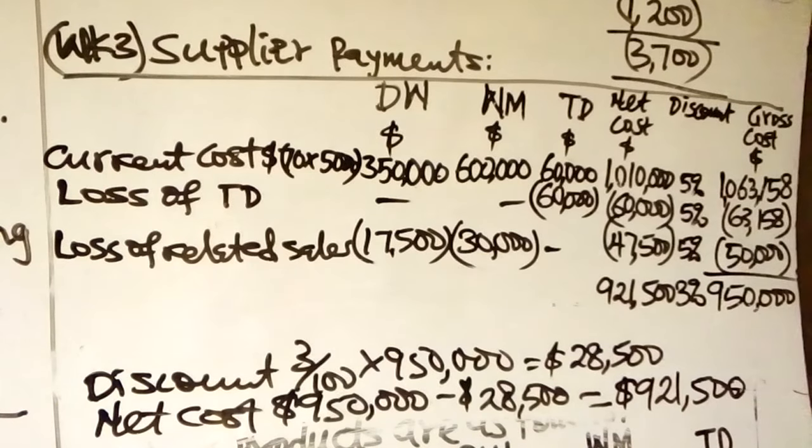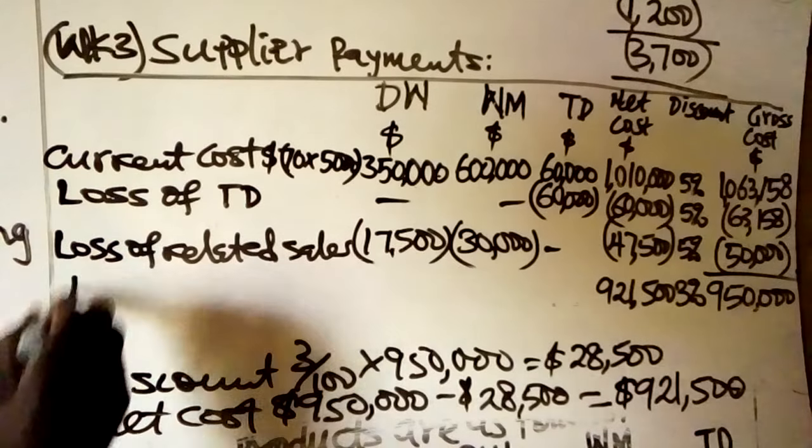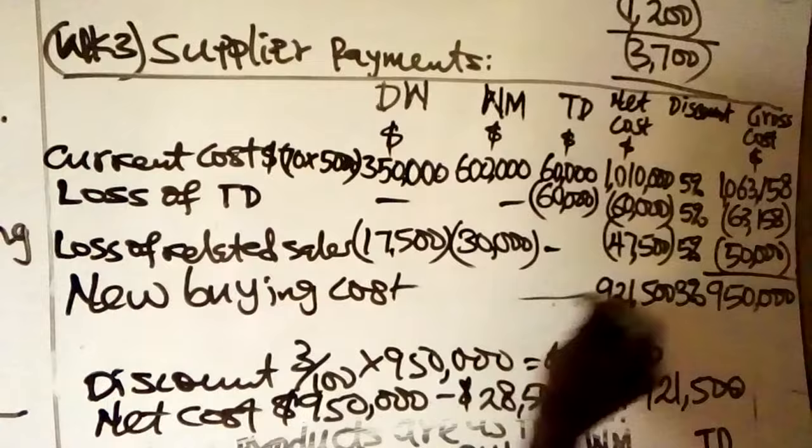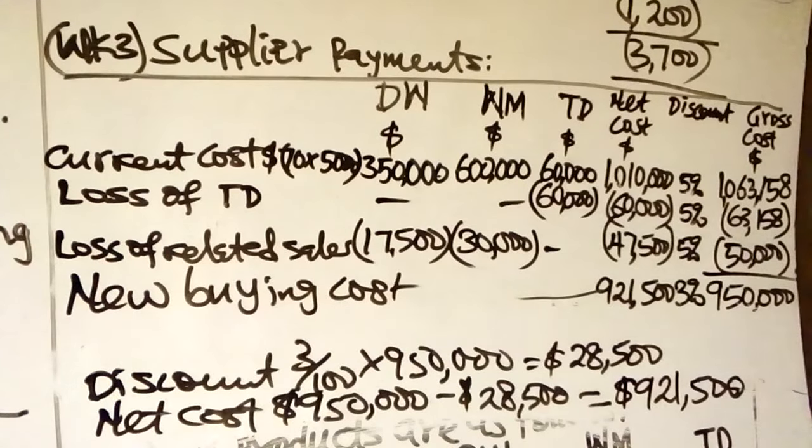921,500. Now, that is the net, the new buying cost. If that is the new cost now, then what happens? You were supposed to pay 1,010,000. That is when you continue with TD. But as a result of discontinuing TD, if you stop TD now, your cost reduces.